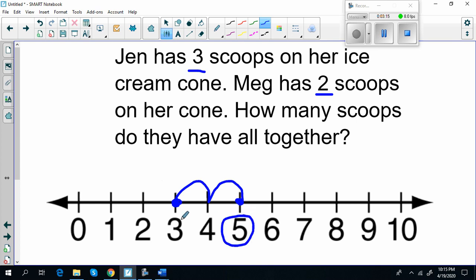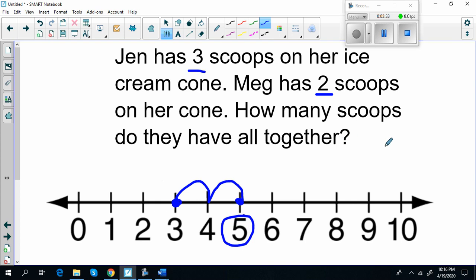So our first part was 3. Jen had 3 scoops, and Meg had 2 scoops. So that's our second part. So I hopped 2 times. 1, 2, and I landed on 5. So I know that 3 and 2 is 5.